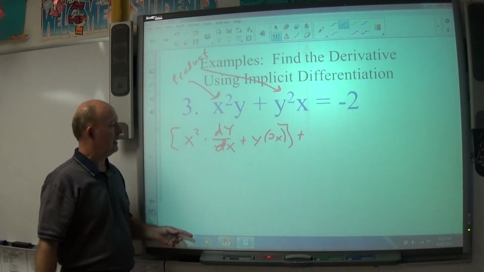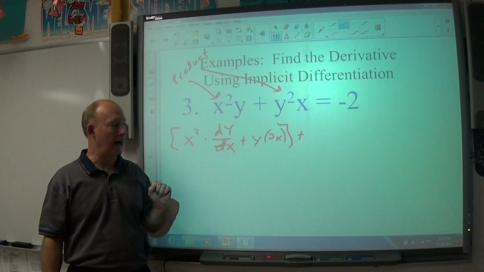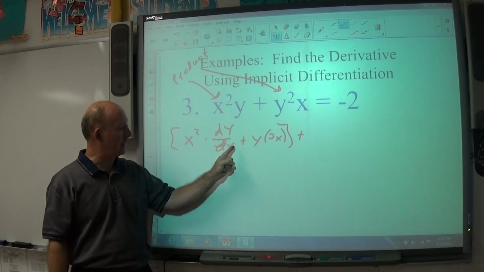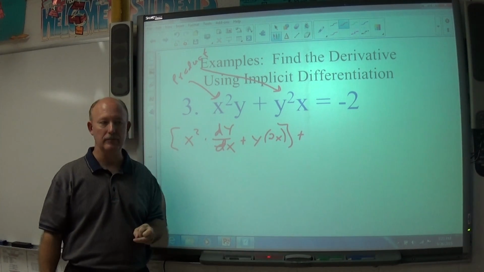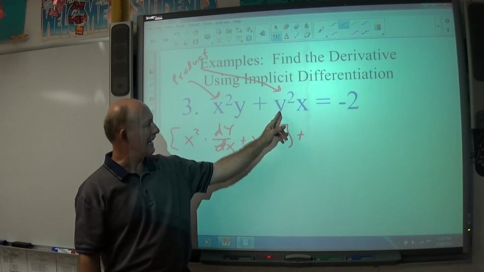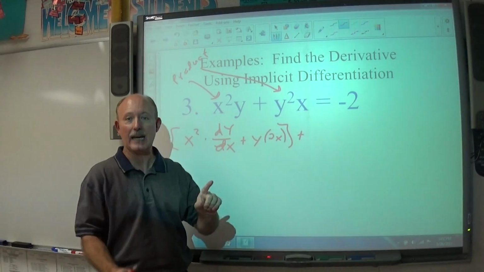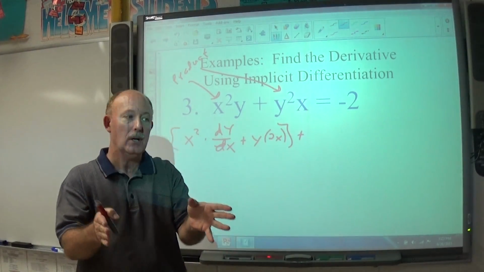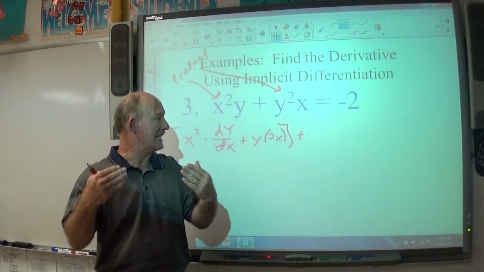Okay, plus. Now, that's the derivative of x squared y: x squared times dy over dx plus y times 2x. Now, let's take the derivative of y squared times x. Now, this is another product. So once again, we got to use the product rule again.